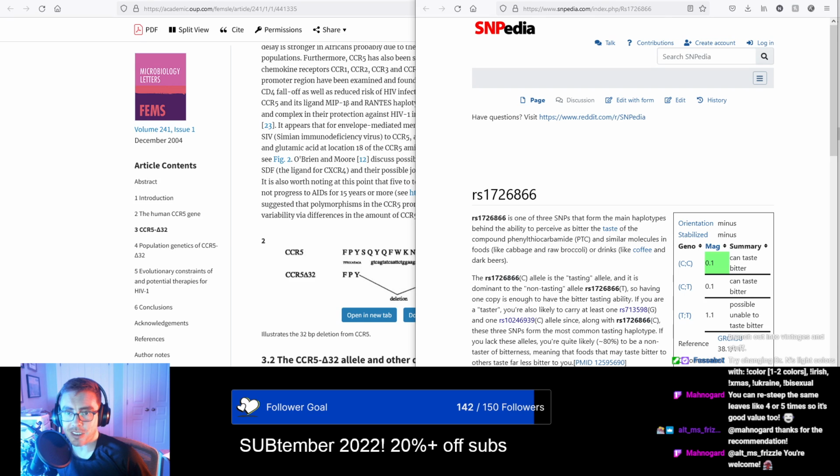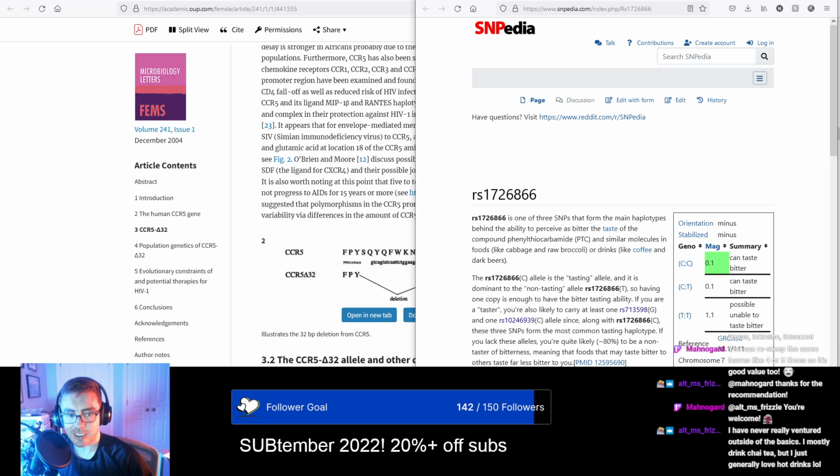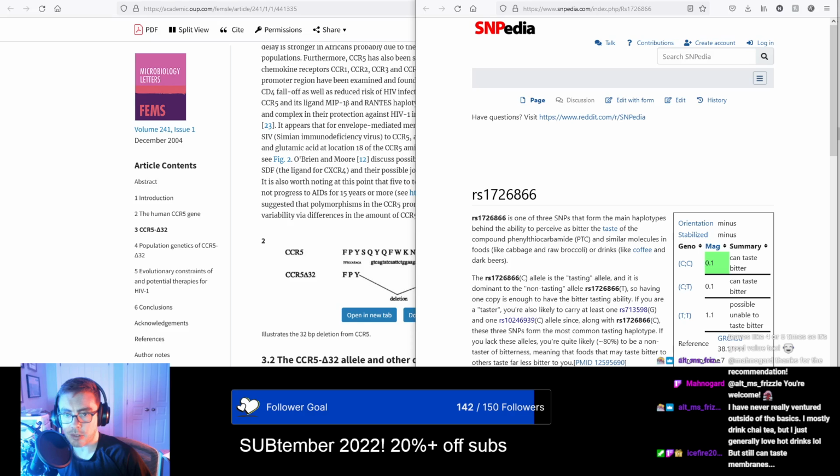You're giving us more instructions. You can re-steep the same leaves like 4 or 5 times, so it's a good value too. Oh wow, okay. Maybe I should go dig that out of my cupboard and actually use it. That sounds cool. You've never really ventured outside of the basics. You mostly drink chai tea, but you generally love hot drinks.